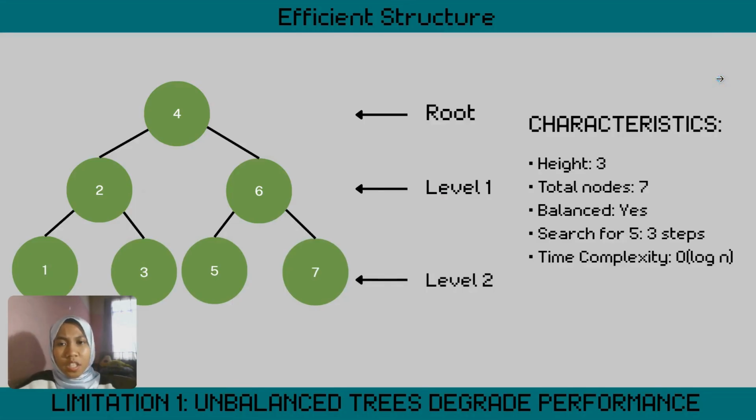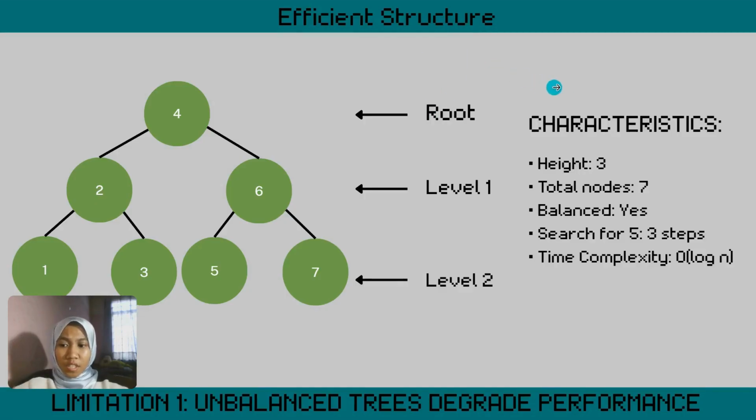As you can see here, this is the efficient structure of a binary search tree. Because it is balanced. From node 1 until 7, the height is just 3: 1, 2, and 3. So for searching any value between 1 until 7, it takes at most 3 comparisons. That's very efficient because it only takes O(log n) time. And this is why binary search trees are so powerful, but only when they are balanced.